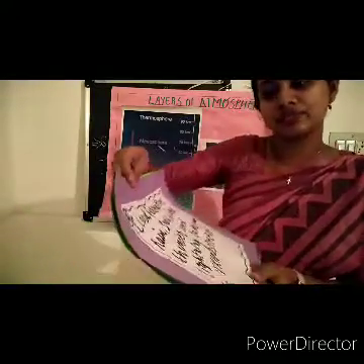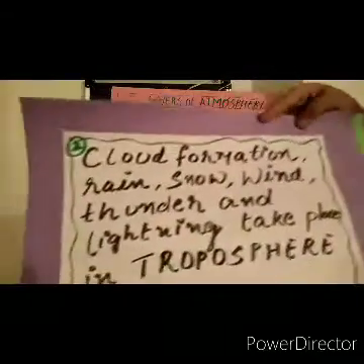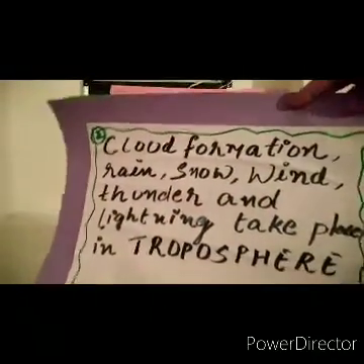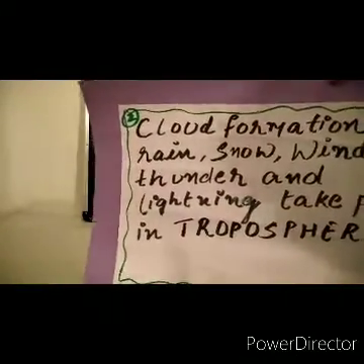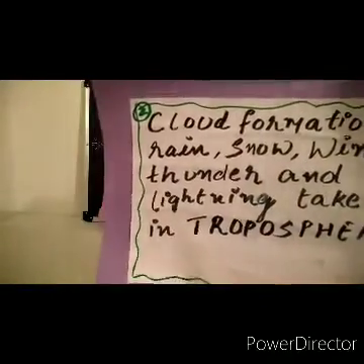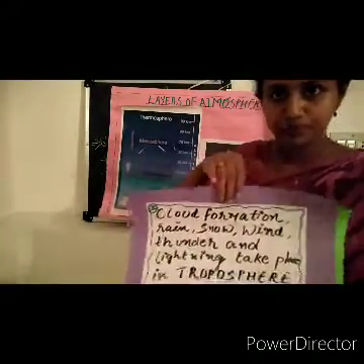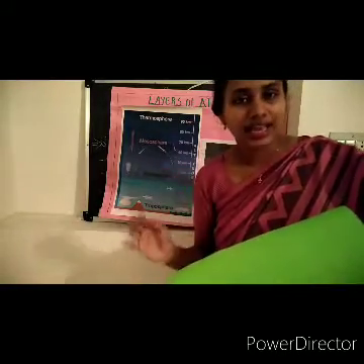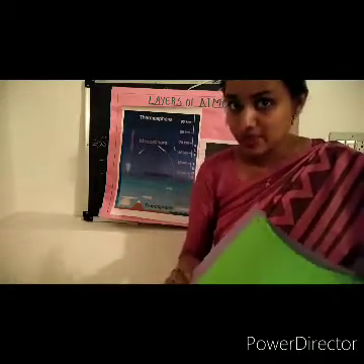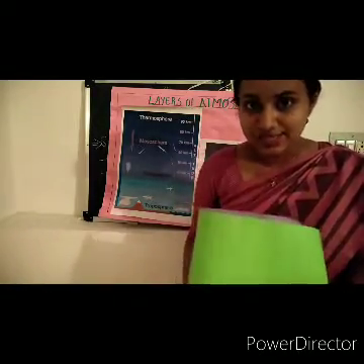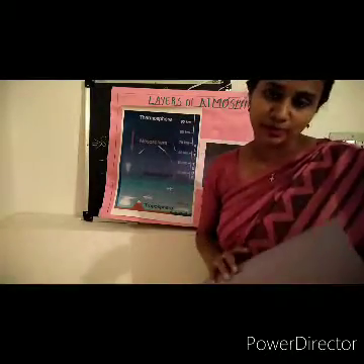Okay, then the second flashcard is: cloud formation, rain, snow, wind, thunder and lightning take place in troposphere. The climatic phenomena such as rain, thunder, lightning, snow, wind, all these climatic phenomena take place in which layer? It is in the troposphere. So it is the second point about troposphere.